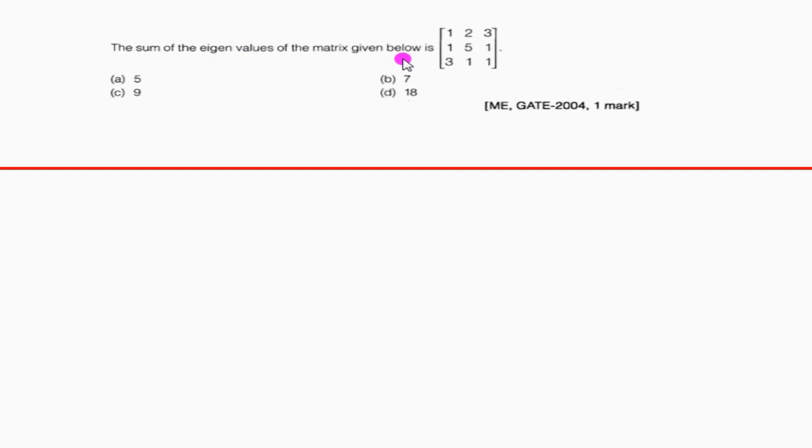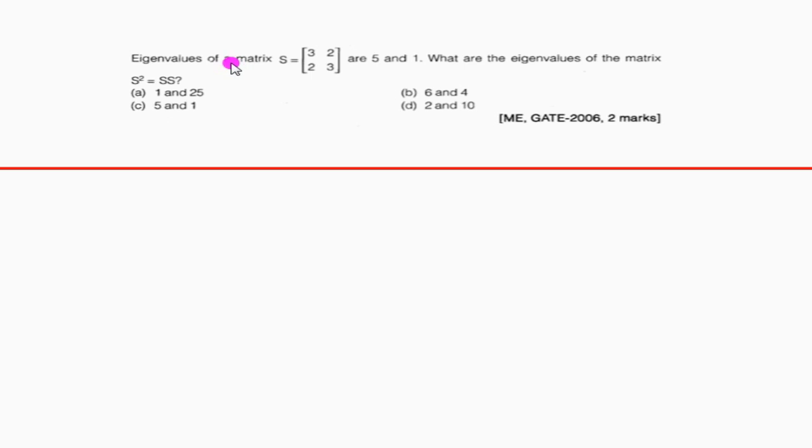Sum of the eigenvalues of the given matrix. Again, the sum of the eigenvalues is nothing but the sum of the diagonals. So 1 plus 5 plus 1, 7. The answer B is correct. The eigenvalues of the matrix S are 5 and 1. What are the eigenvalues of the matrix S square? Again, it is a property. S square has eigenvalues 5 square and 1 square. So 25 comma 1 is the answer. That means the answer is A, 1 comma 25.